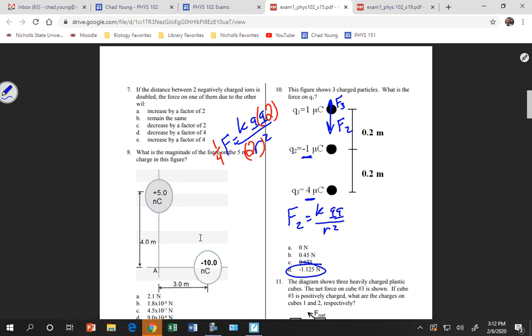Oh yes, okay, I'm sorry. Because the charge was actually 4 times as much, right? Q. So this is actually 4 times as much. Y'all see what I did? I made a mistake.